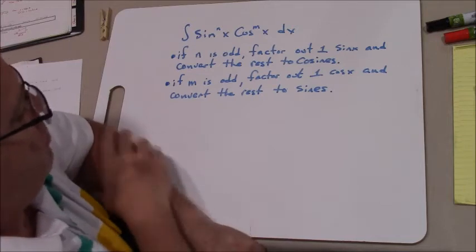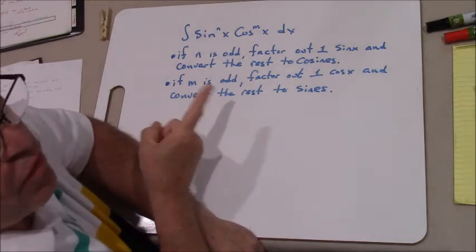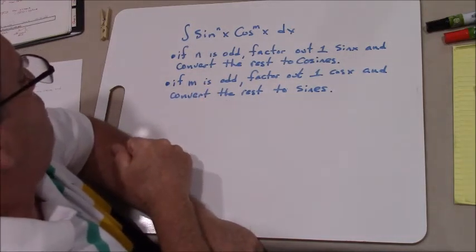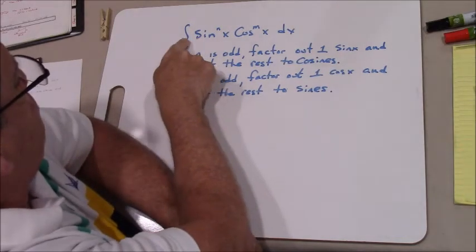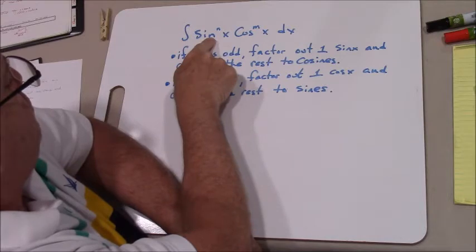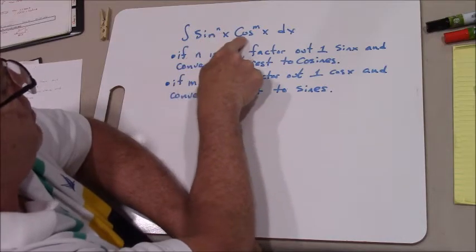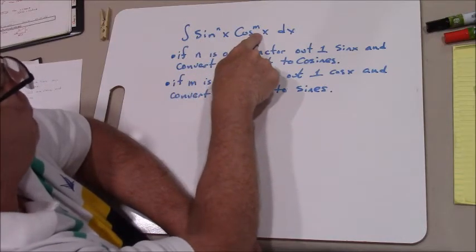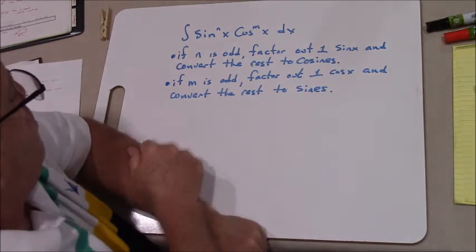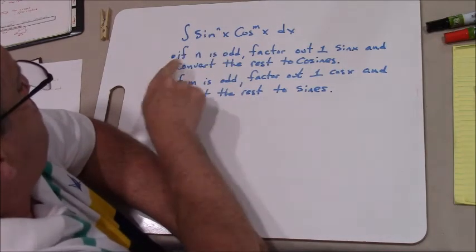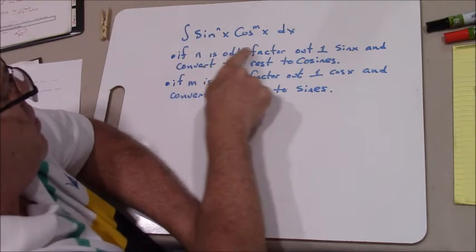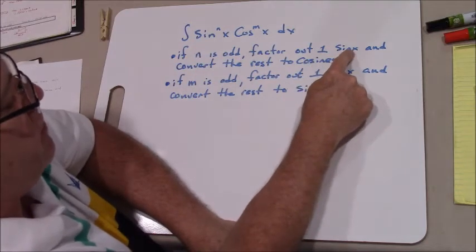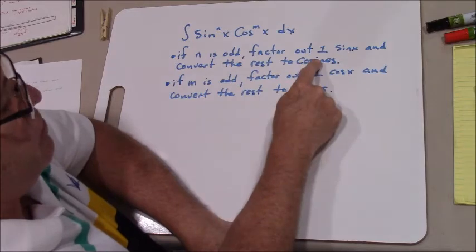Of all the stuff we do in Chapter 8, this is probably the easiest one that we look at. What we're going to do is say if we have integrals that have sine raised to some exponent times cosine raised to some exponent, dx, then we want to look at that exponent, and if n is odd, we want to factor out one sine and convert the rest to cosines.